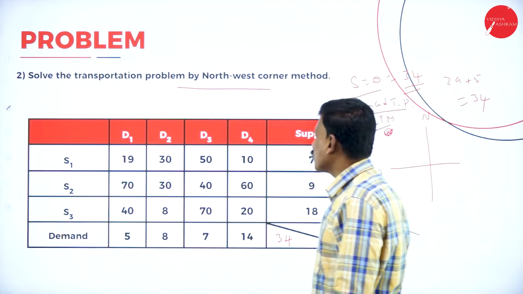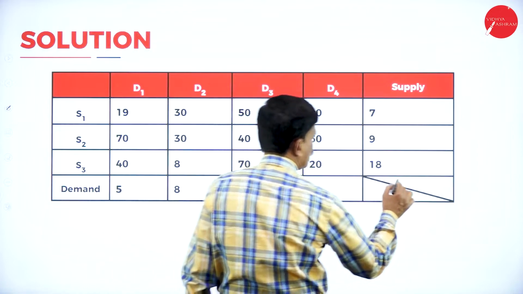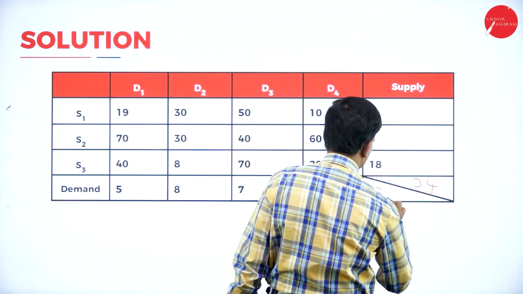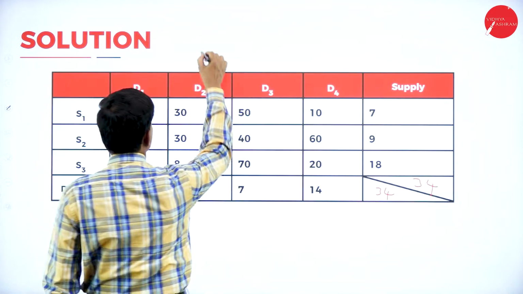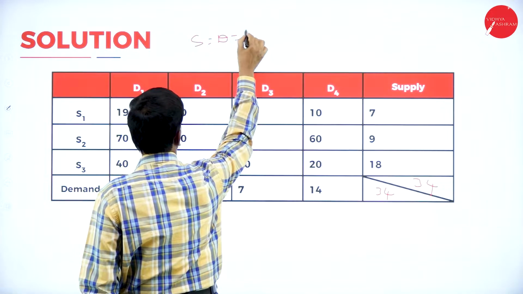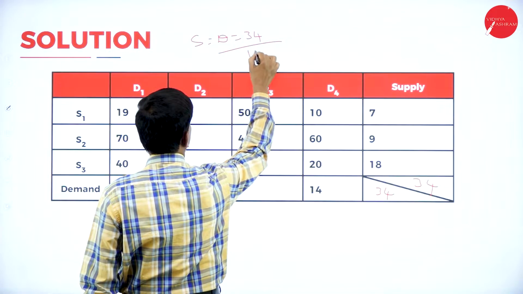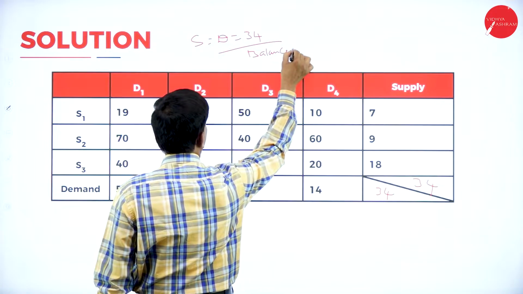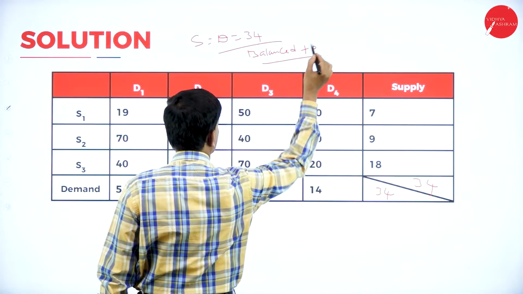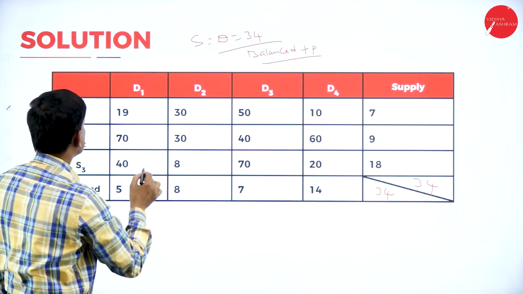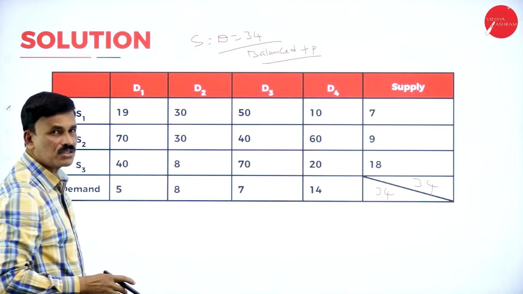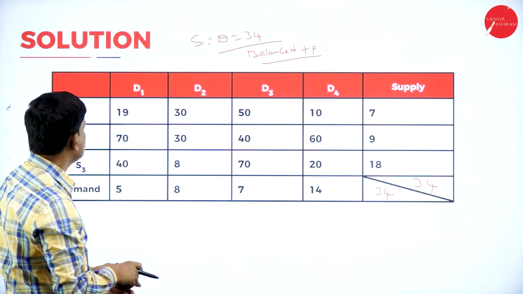Okay. Now let us come to this. Here supply is equal to 34 and demand is also equal to 34. Therefore, this is a balanced transportation problem. Now let us find out the northwest element. Here the first northwest element is 19.